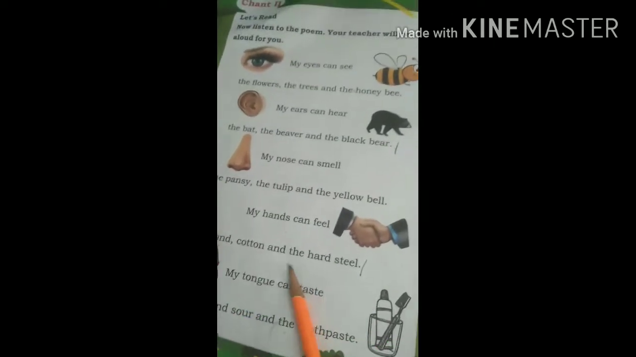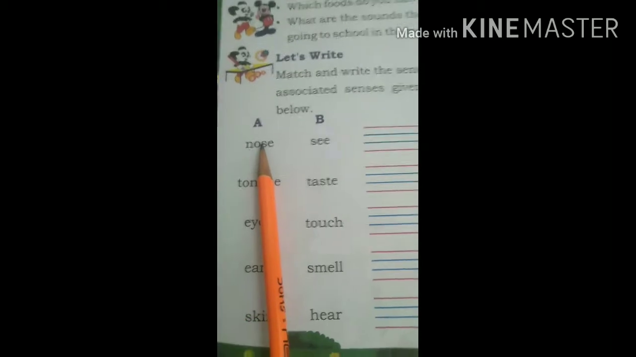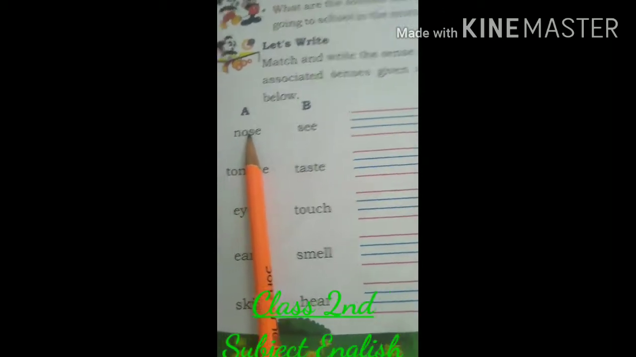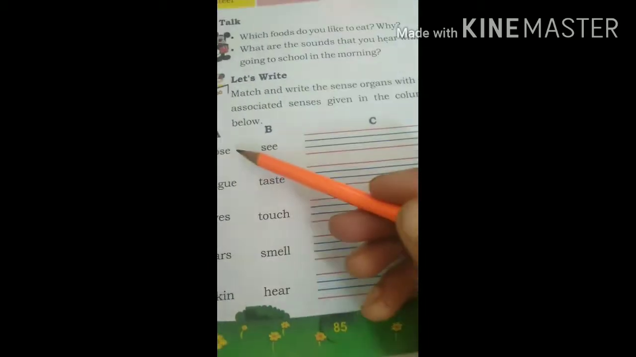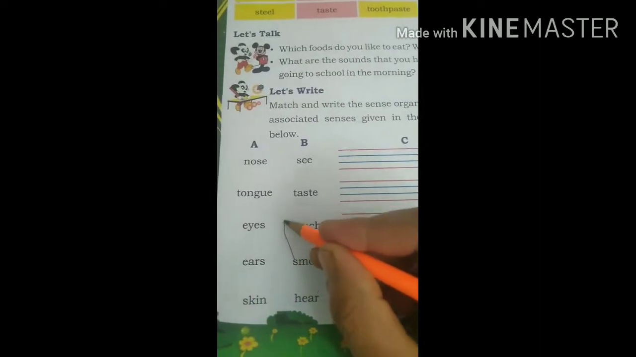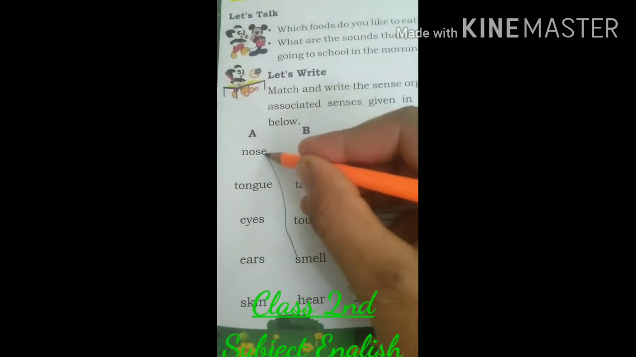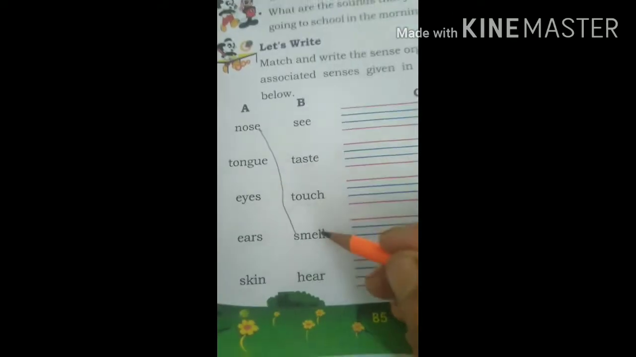Now you have again learned what is the work of nose in our body. So we can match nose with its associated sense organ. Its answer is smell. So we can say nose can smell.